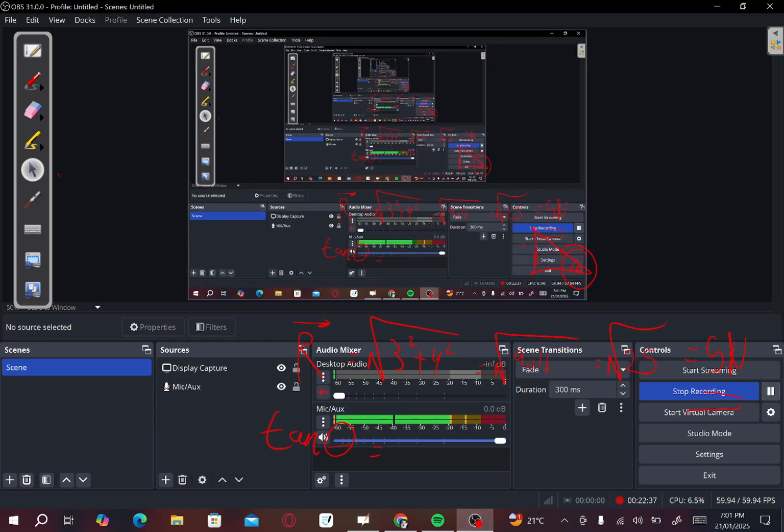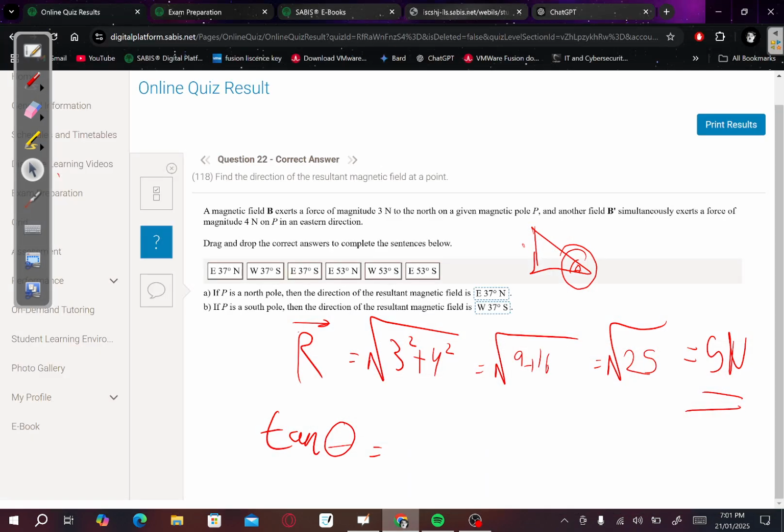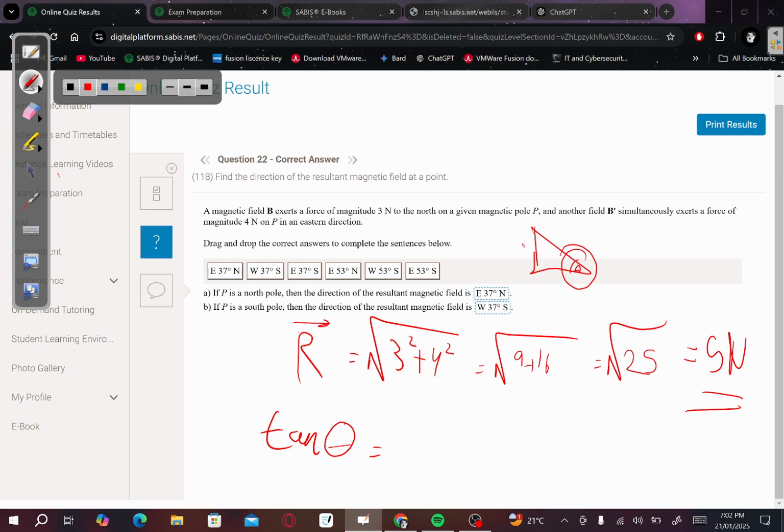Okay, so let's solve this. For this one, my calculator is with me. First, I would recommend plotting it. Let's do it. So these are our forces right here. It goes north, then it goes east. So like this. The angle is going to be here, theta. So it says it exerts 3 to the north, so it's going to be 3 here, and then 4 east. 4 is here. Okay, so this is our resultant.